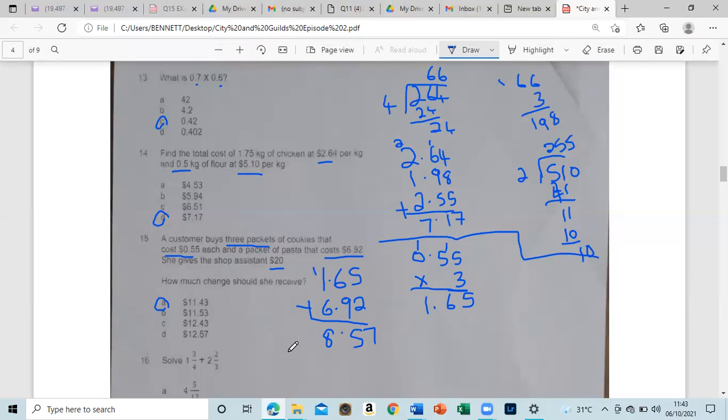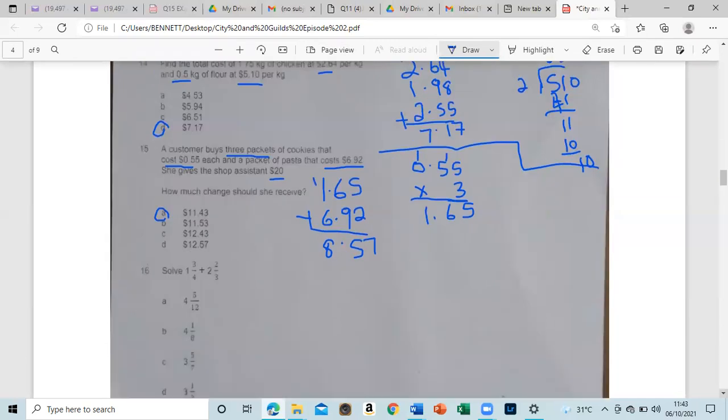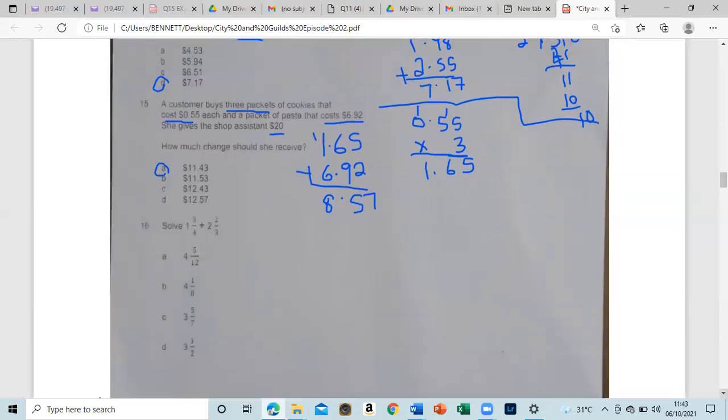All right. Let's move on to 16. Solve 1 3/4 plus 1 plus 2 2/3, and that is fractions. I've done so many fractions on my channel, you guys need to check it out.